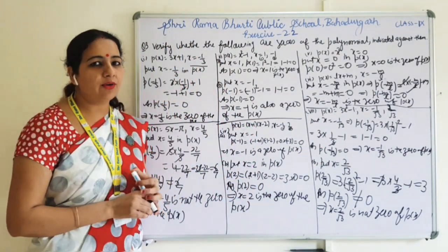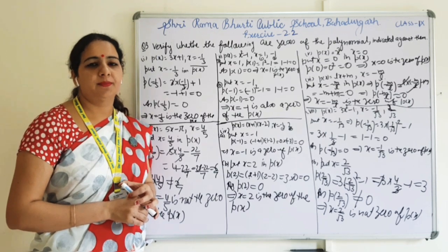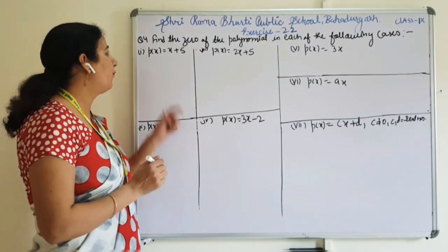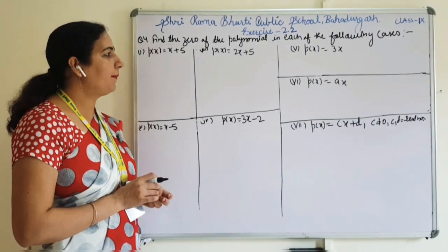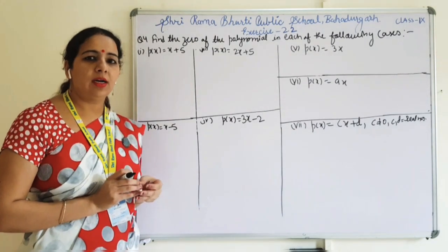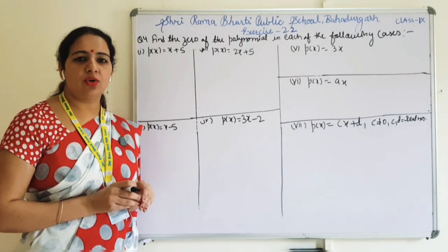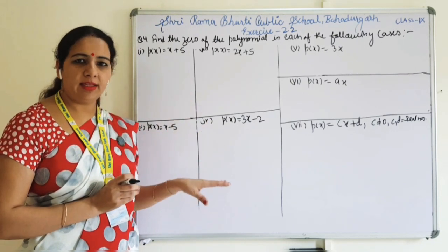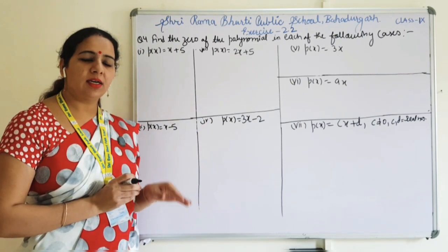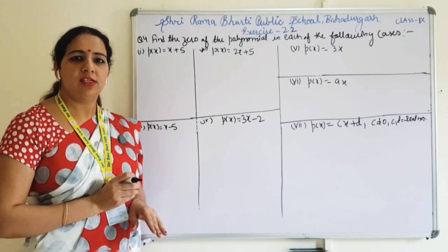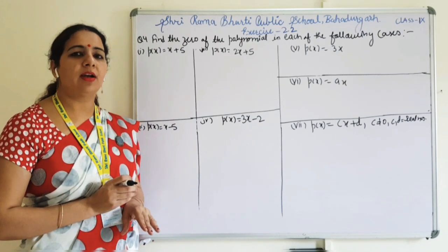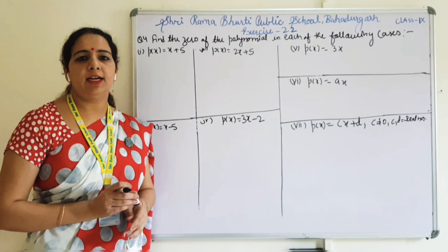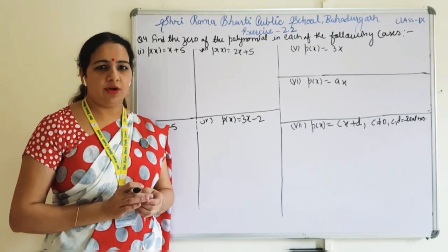Now I am going to write question number 4. Here I have written question number 4. Find the zeros of the polynomial. 4. Just checking whether these are the zeros of the polynomial or not, you just put the value of x in that polynomial. If the answer turns to 0, then yes, it is a 0 of the polynomial. And if the answer does not turn to 0, then it is not a zero of the polynomial.